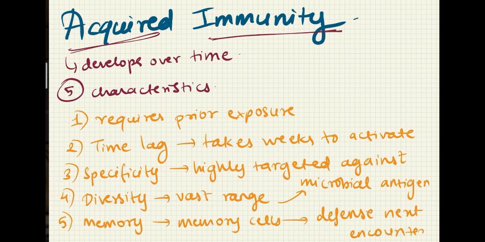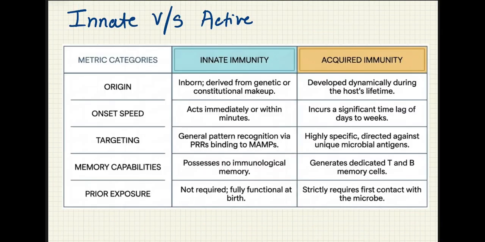Comparing these two halves of our biology reveals some crucial trade-offs. On one side, innate immunity is genetic and immediate. It acts within minutes through general pattern recognition, but it possesses absolutely no memory. In stark contrast, acquired immunity is dynamically developed. It requires a crucial first contact and days of time to activate, but the trade-off is that it achieves highly specific targeting and dedicates T and B cells for lifelong memory.